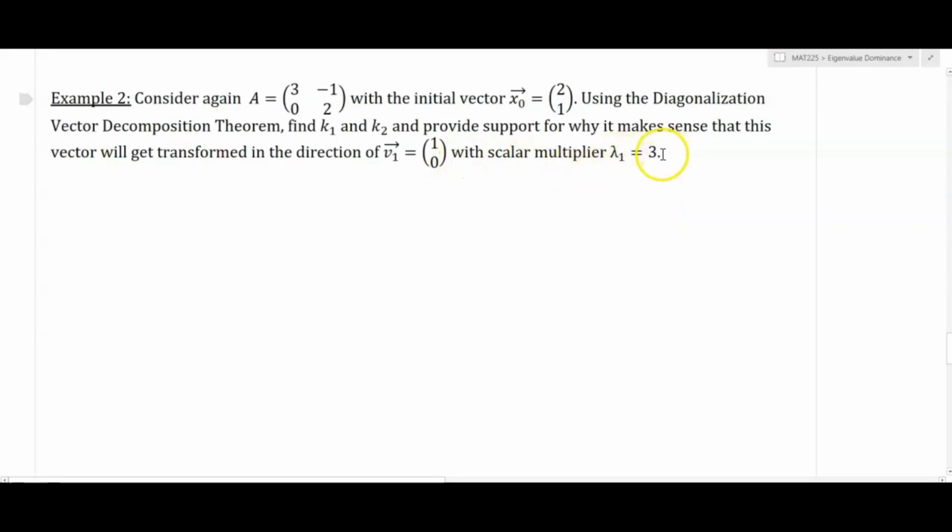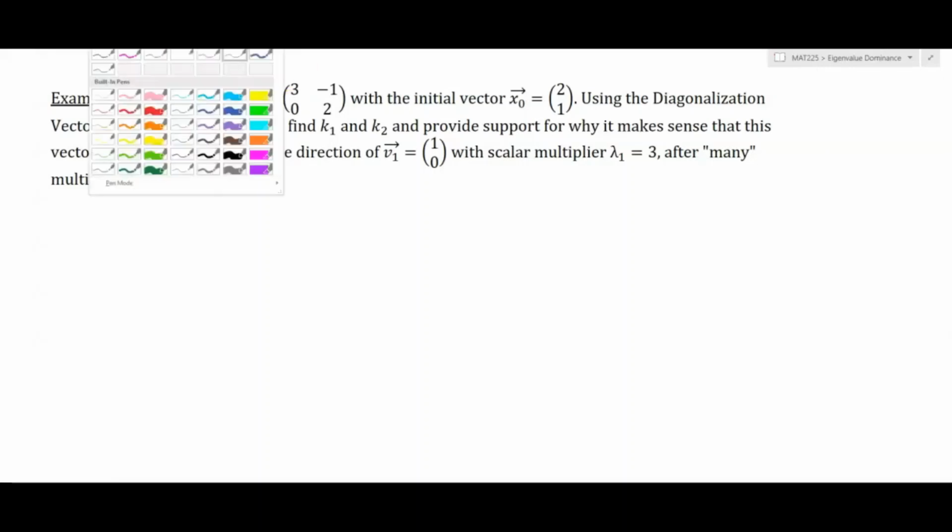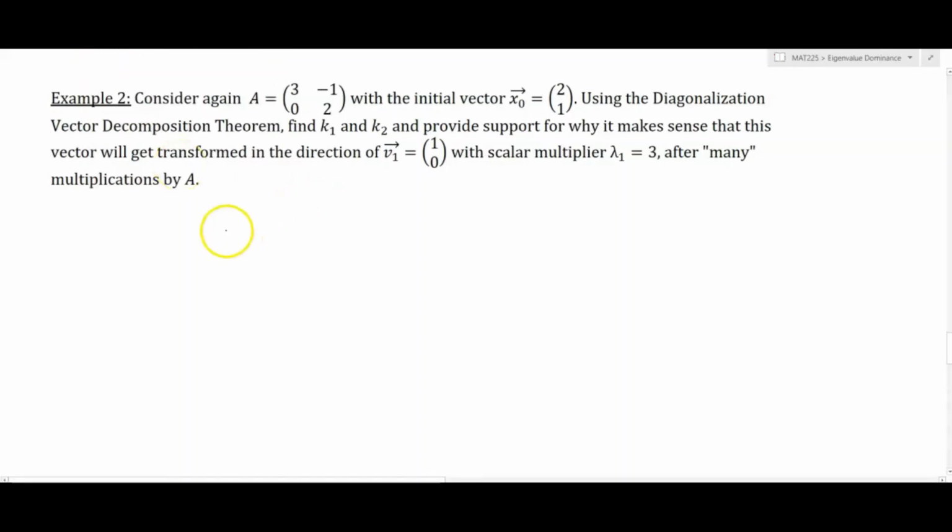And we should have said in here, after many multiplications by A. Okay, so here's what we're going to do. We are going to, first of all, find out what our eigenvectors are, which we said that we found using Wolfram Alpha: lambda 1 was 3 and lambda 2 is 2.